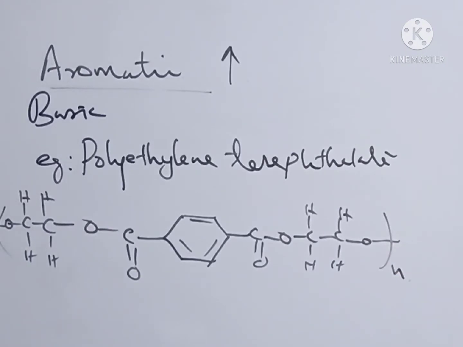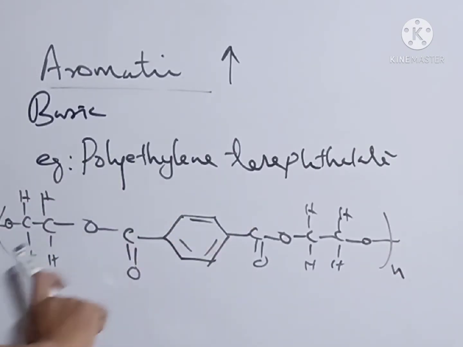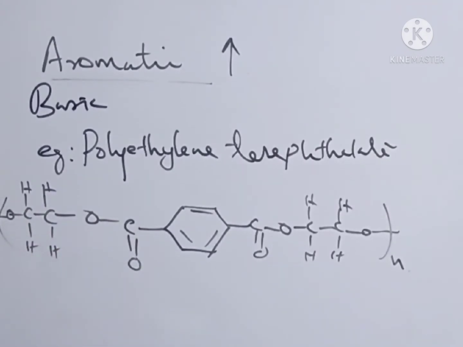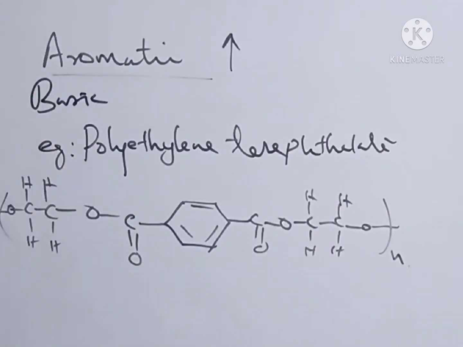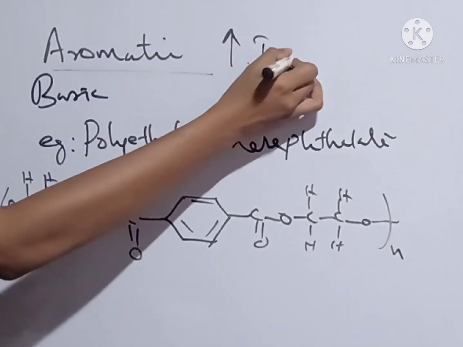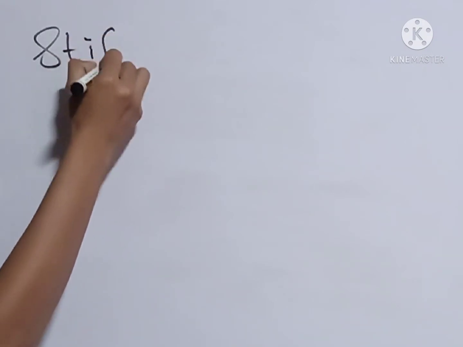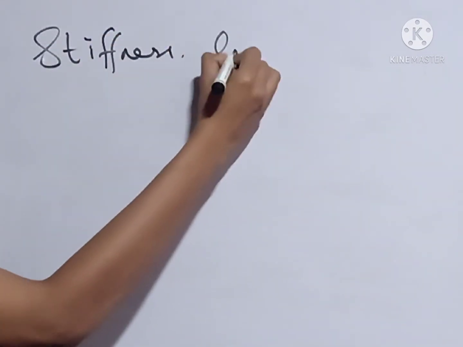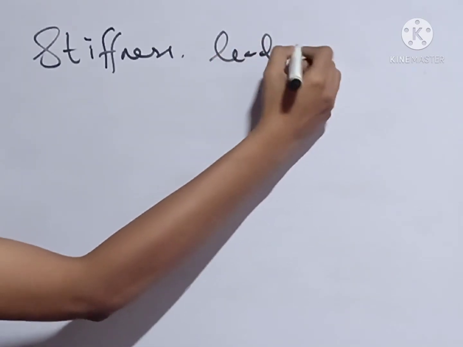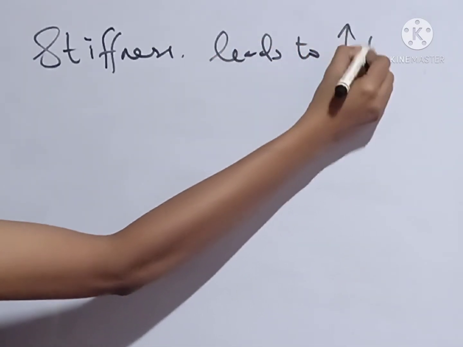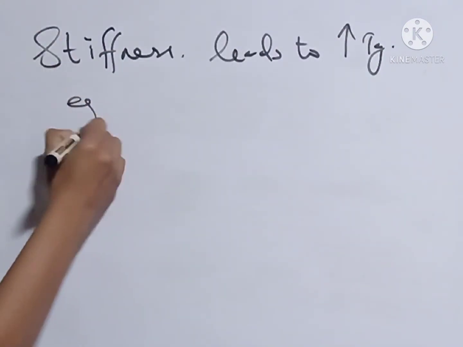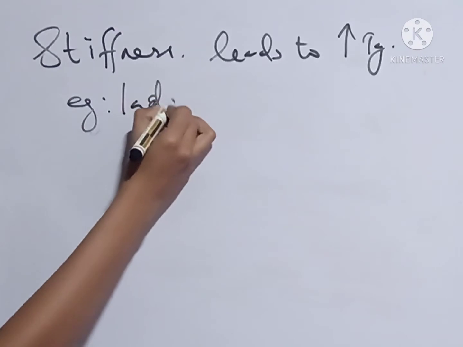Here the aromatic ring is in the basic skeleton, and the presence of this aromatic group also increases the glass transition temperature. So we can say any stiffness in the polymer molecule leads to an increase of glass transition temperature. So an important example is ladder polymer.